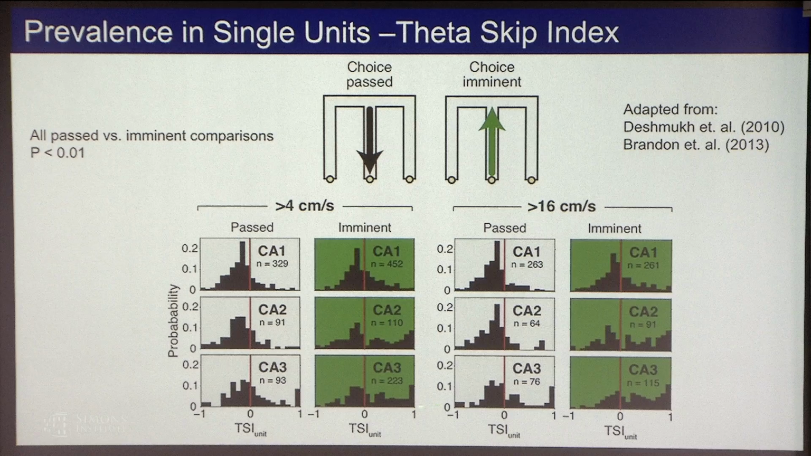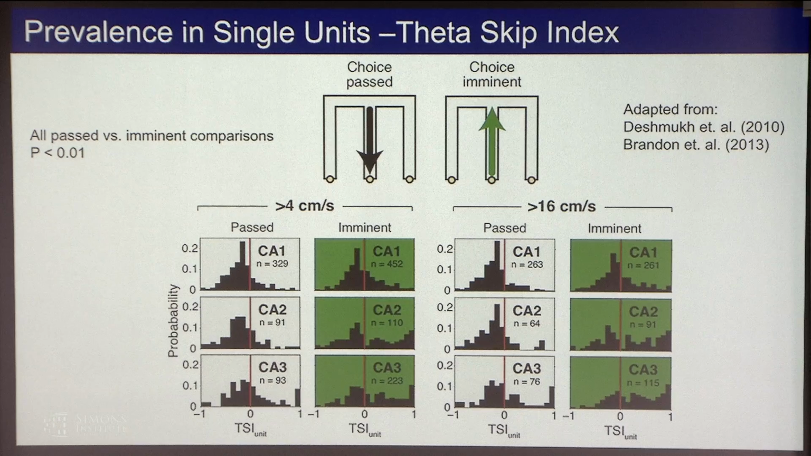And what you see is that when the choice is passed, there's a little bit of this. But when the choice is imminent, there's actually quite a lot more at both of these speeds. So when the animal is coming up to a bifurcation where it needs to think about it, we assume, we get more theta skipping on a single-cell level, suggesting that it might be related to upcoming behavior, or at least the representation of future possibilities.